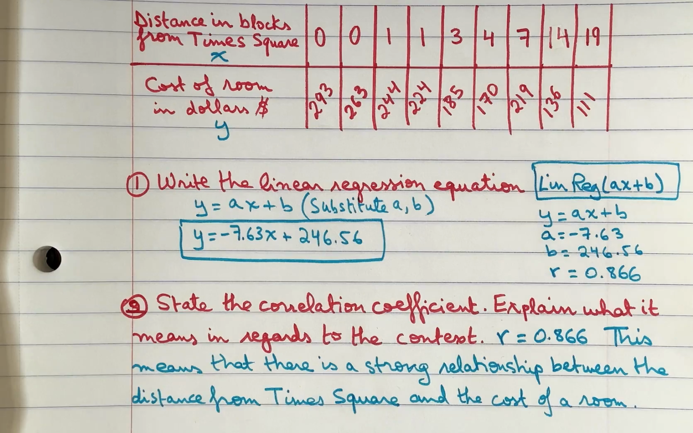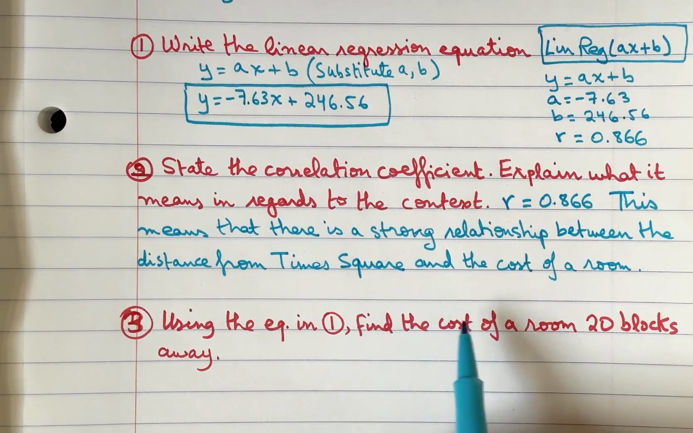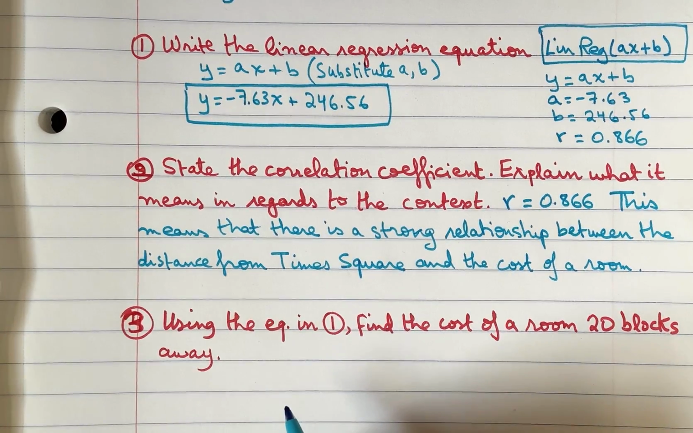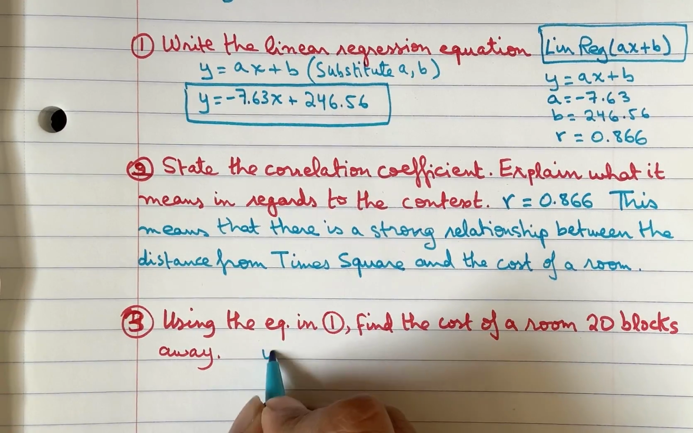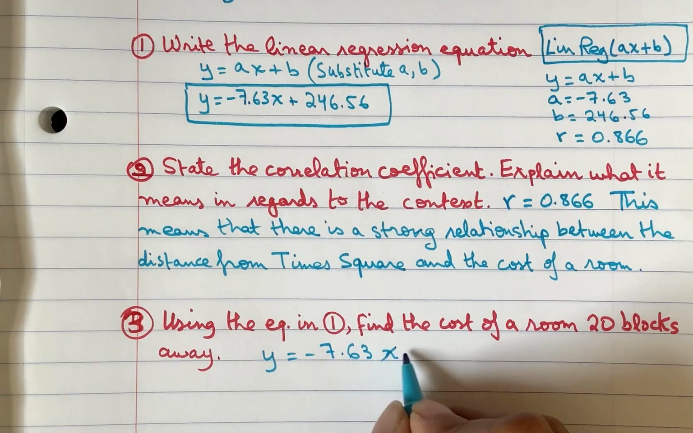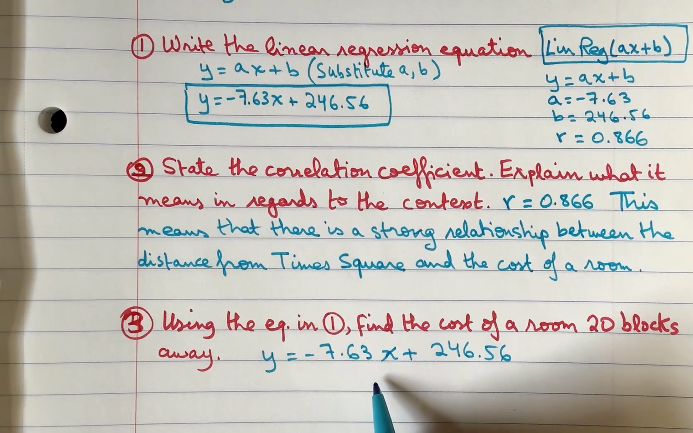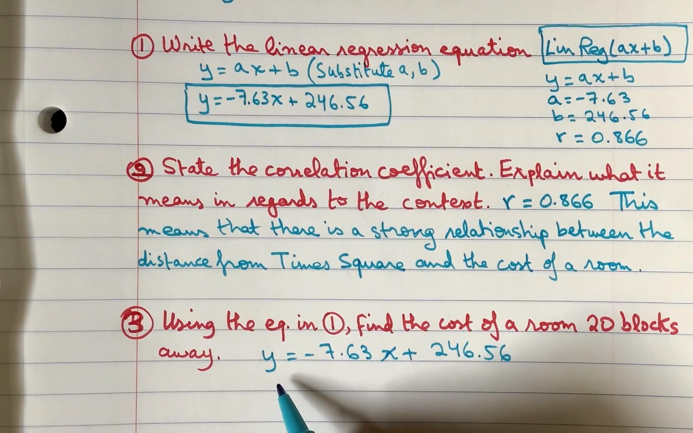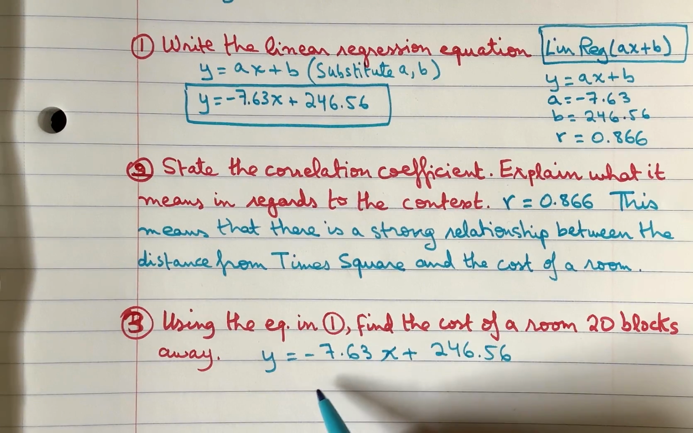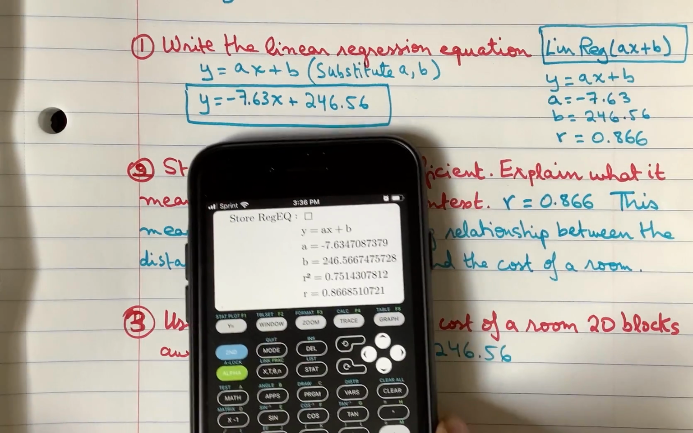Let's look into the next question. The next question is asking us, using the equation in 1, find the cost of a room 20 blocks away. Well, my equation was y equals negative 7.63x plus 246.56. So they're saying when my x value is 20, what would my y value be? You can use this equation and enter it on your calculator, or we can do it by hand, but we're going to use our calculator.